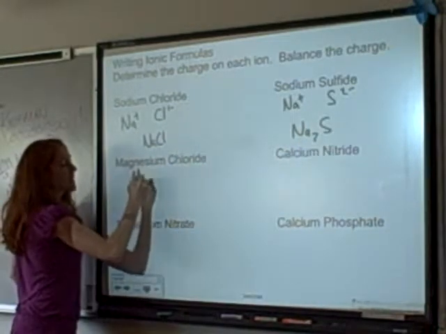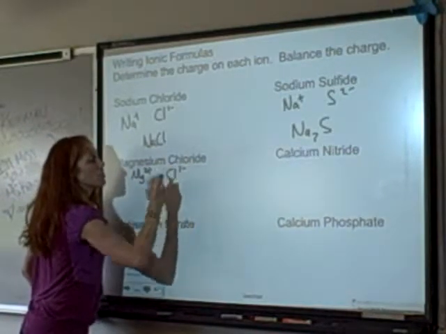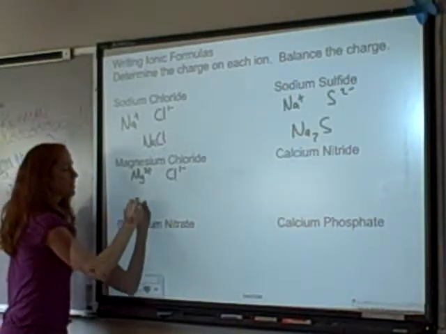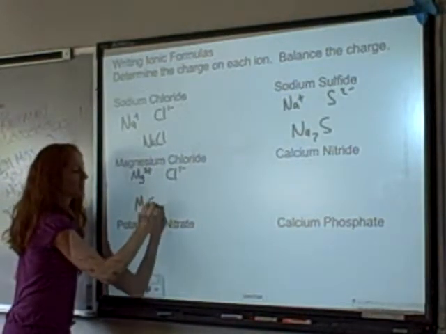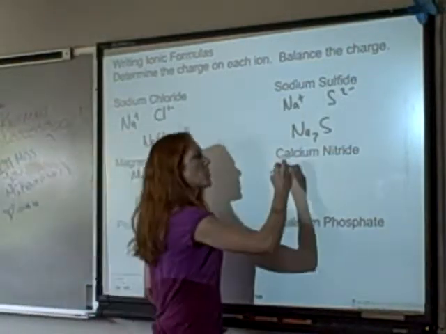Magnesium chloride is kind of the opposite deal. Mg is a 2+, Cl chloride is a 1-. So I'm going to need 2 chlorides to take on the 2 electrons that 1 magnesium gives up. So it's MgCl2.